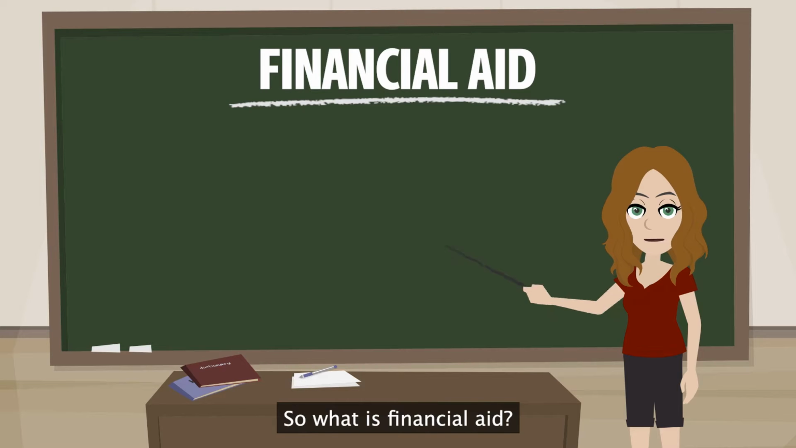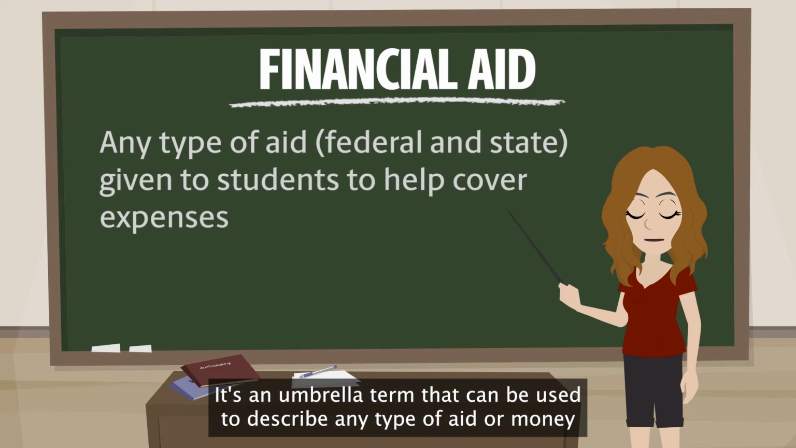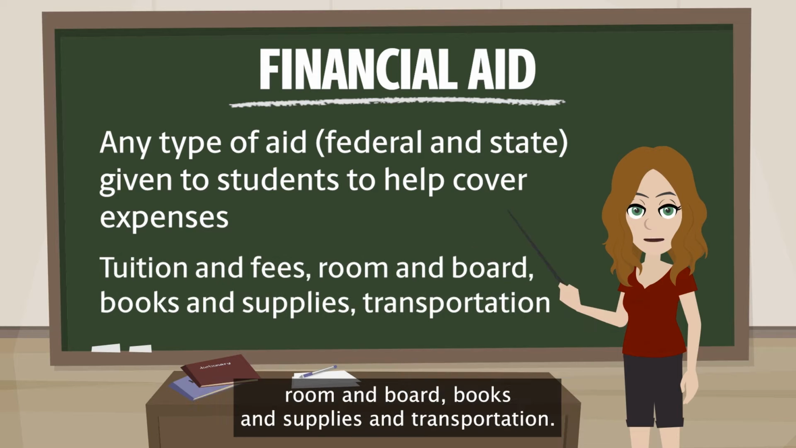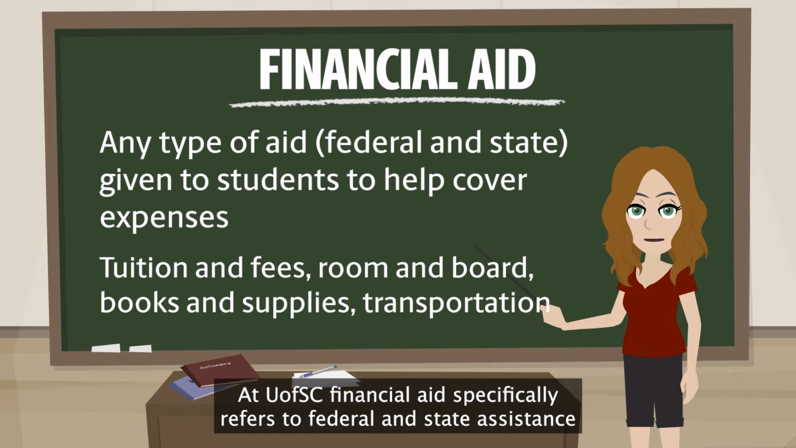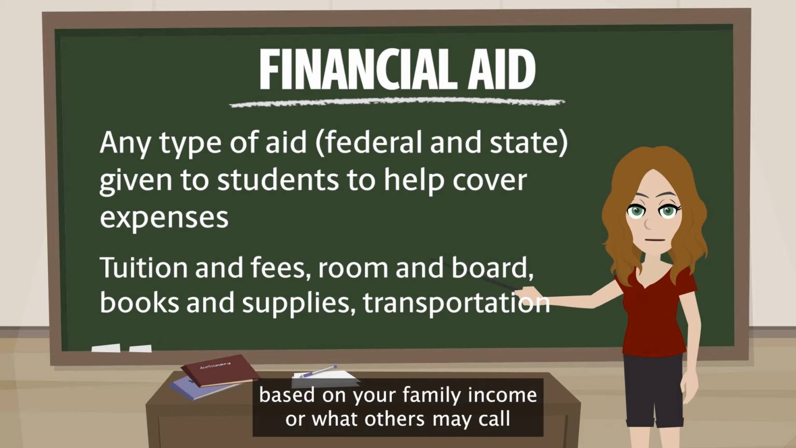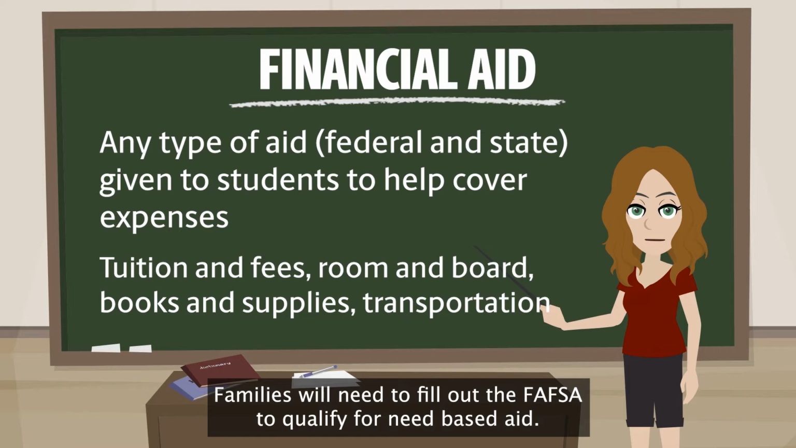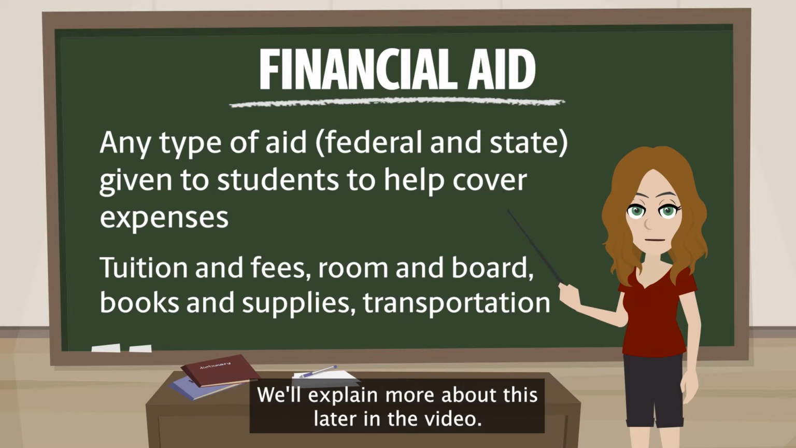So, what is financial aid? It's an umbrella term that can be used to describe any type of aid or money given to students to help cover expenses such as tuition and fees, room and board, books and supplies, and transportation. At U of SC, financial aid specifically refers to federal and state assistance based on your family income, or what others may call your estimated family contribution, also known as EFC. Families will need to fill out the FAFSA to qualify for need-based aid. We'll explain more about this later in the video.